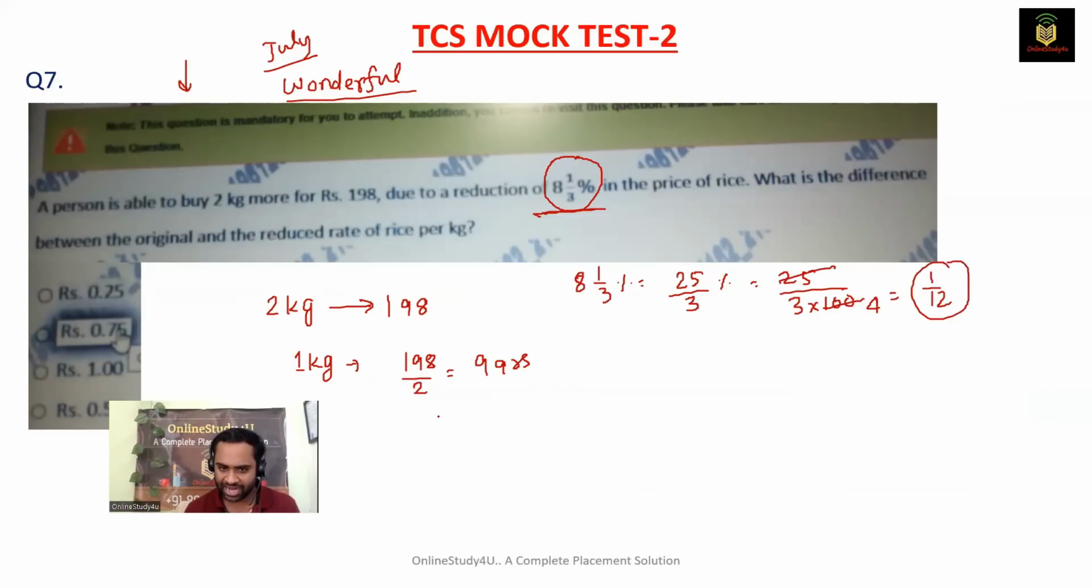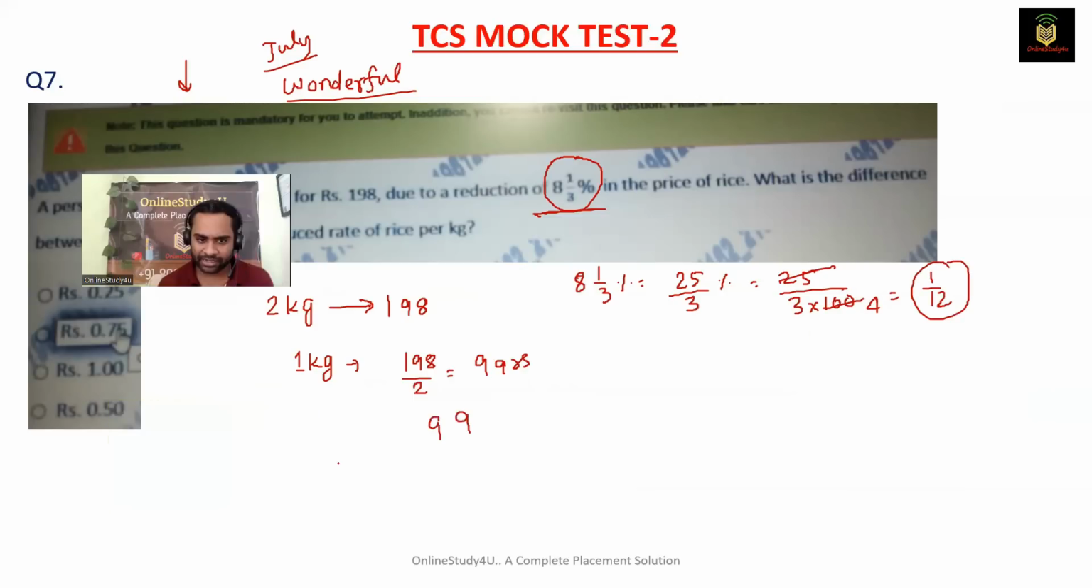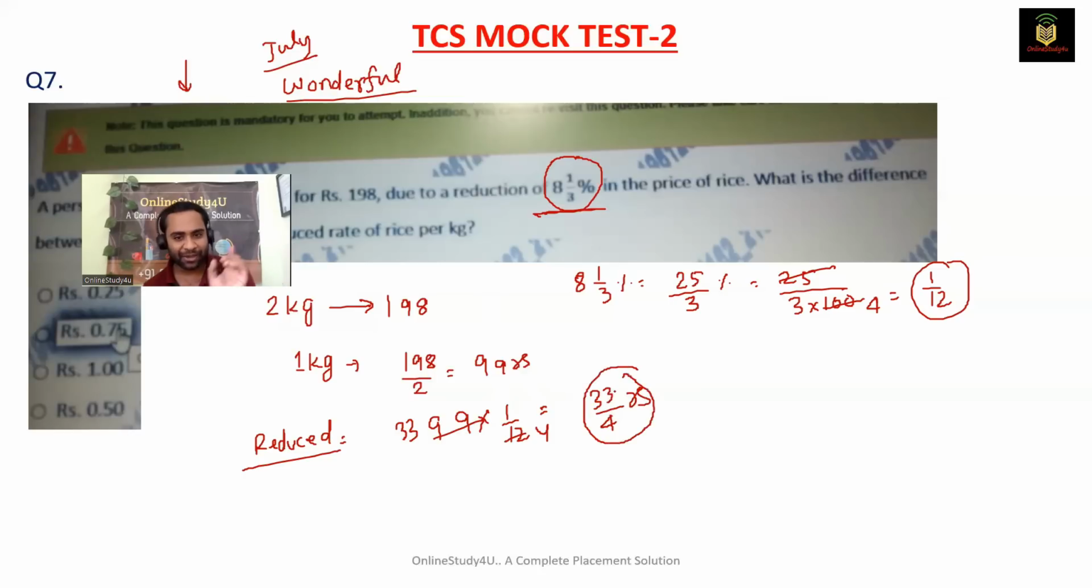Okay, now 99, we are going to calculate the reduced price. If you are facing any problem in this particular question, then you can see question number 8. 99 into 1 by 12. So this will become 3 fours are 12, and 33 times. So this will become 33 by 4 rupees, right? So we got the reduced price here.